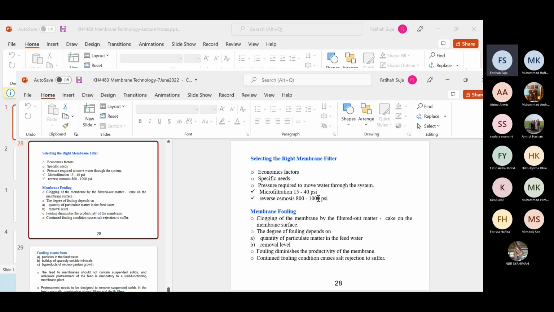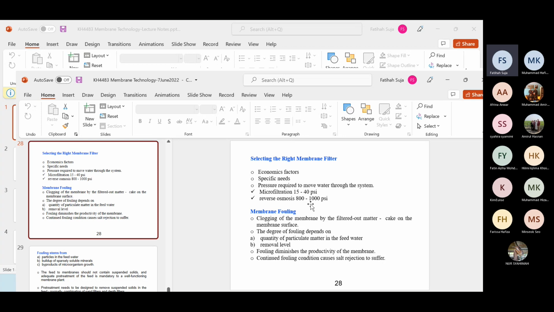Let's say the water source contains moderate levels of Giardia and Cryptosporidium, which we talked about just now. You can see that you only need a microfiltration system. No need to go up to reverse osmosis. But if the only available source water contains a high level of salts, then you know that a nanofilter or reverse osmosis system needs to be used.